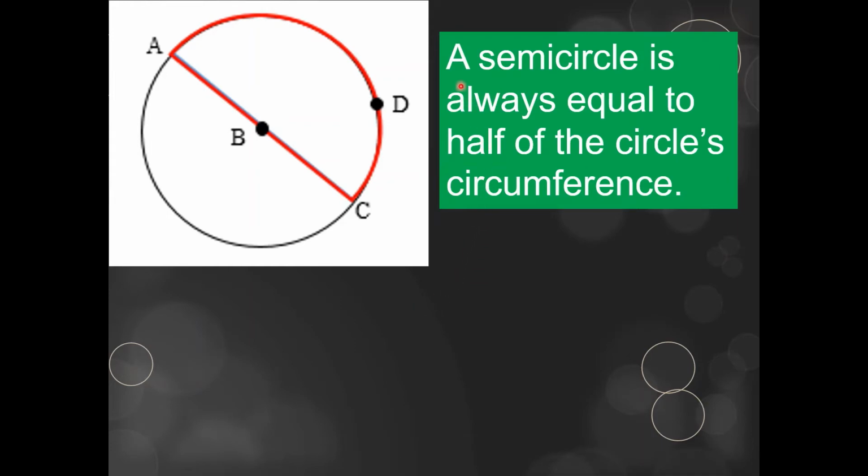The statement says here that a semicircle is always equal to half of the circle's circumference. Remember, when we say circumference, that is the measurement around the circle or the length around the circle. So if we draw the diameter ABC here, the measurement of the semicircle is always half the circle's circumference. So when the circumference of this circle B is 10 centimeters, the measurement of the semicircle is 5 centimeters.